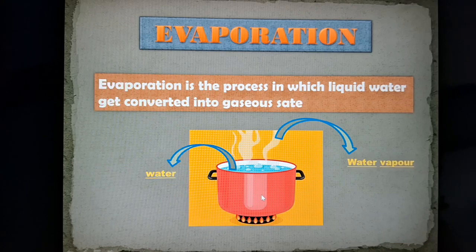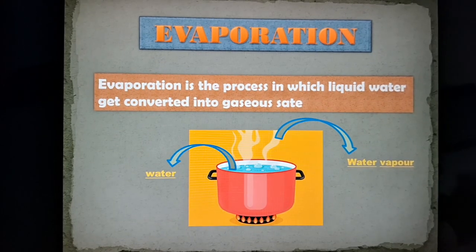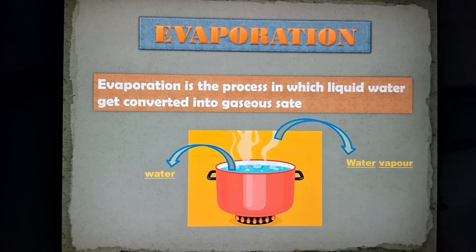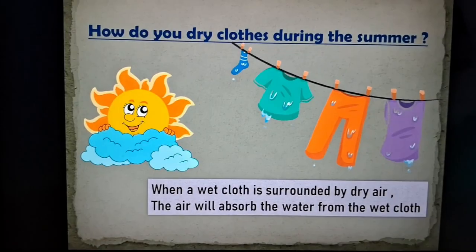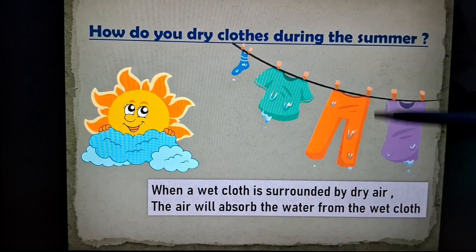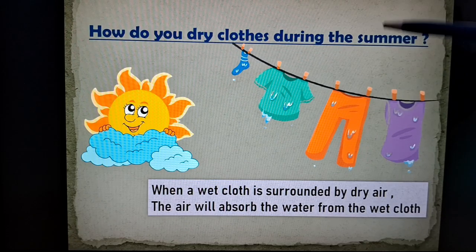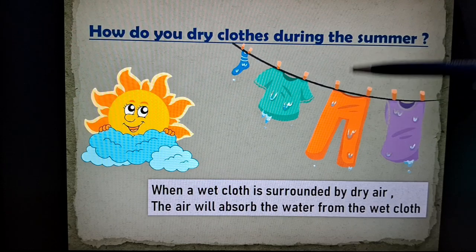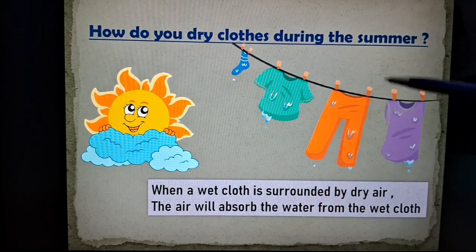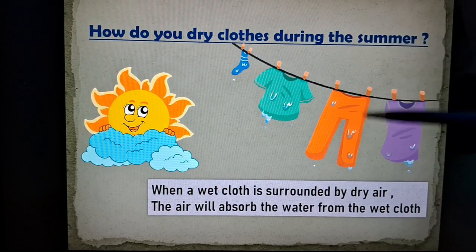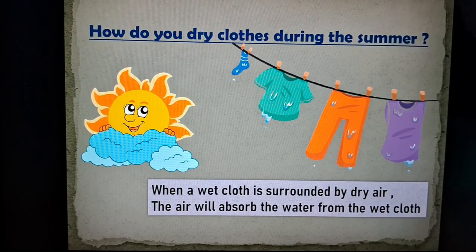Students, where do you see the evaporation process in your daily life? So now we discuss the answer to our first question. Our first question is, how do you dry clothes during the summer? In the summer, there is hot air in the surrounding atmosphere. So, when we dry our clothes, the liquid form of water gets converted into water vapor due to this hot air. So, in the summer, our clothes dry because the liquid form of water gets converted into a gaseous state.